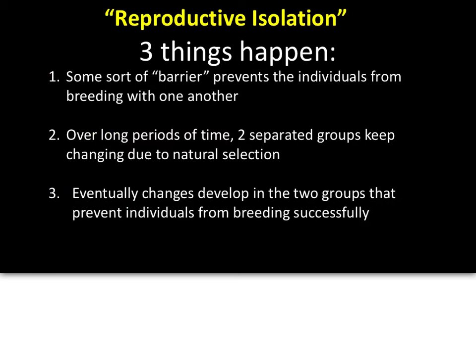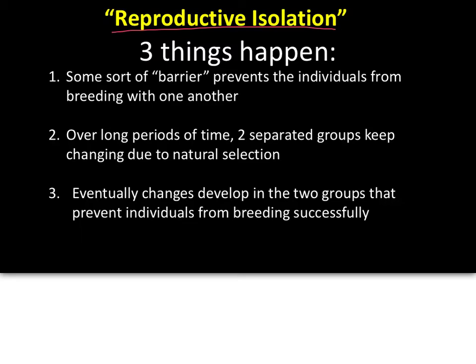So to keep it pretty simple, we're talking about reproductive isolation. Reproductive isolation is where, again, for some reason, there's a pocket that forms, for lack of a better way to say it, a pocket that forms within a population where there's only interbreeding within that pocket. We say that those individuals become reproductively isolated from the rest of the population.